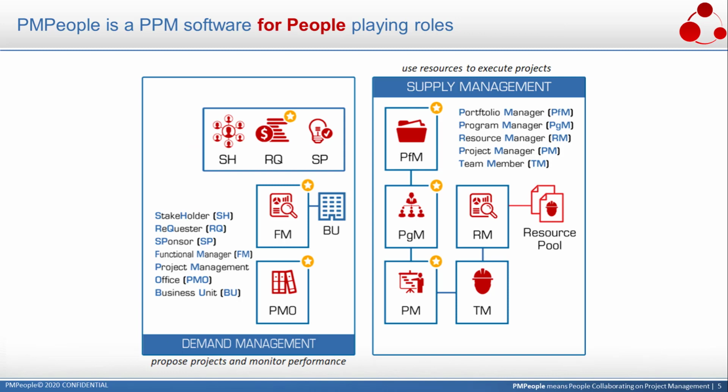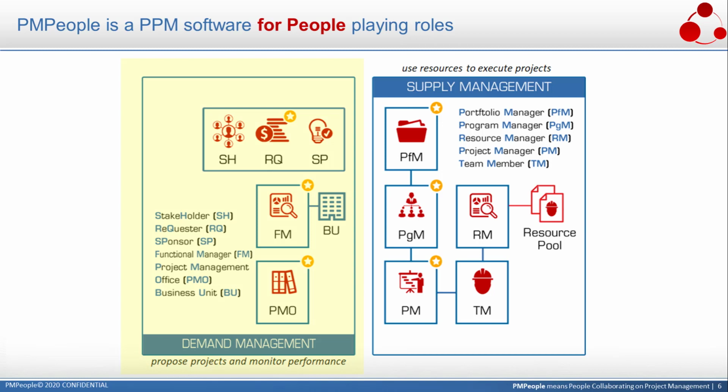Professional project management roles can be separated into 2 sides. Demand management: people who propose projects and monitor performance. Supply management: people who use human and material resources to execute projects. There are 11 different roles to collaborate professionally on project management. Let's define demand management roles.